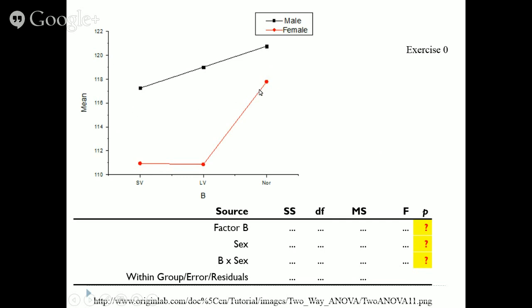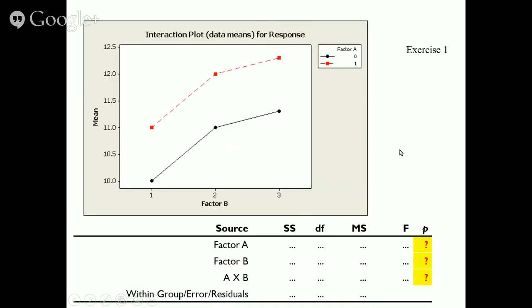First off, the lines are not parallel. But you can also think of it as the effect of sex at this SV level here: females are way down here, males are up here. It's pretty similar at LV, but then when you get to NOR, whatever that is, now the females are much closer to the males. So far, far, close. Yeah, that depends. The pattern changes as you go across the levels of the other variable.